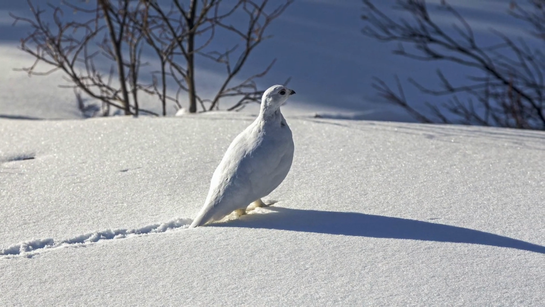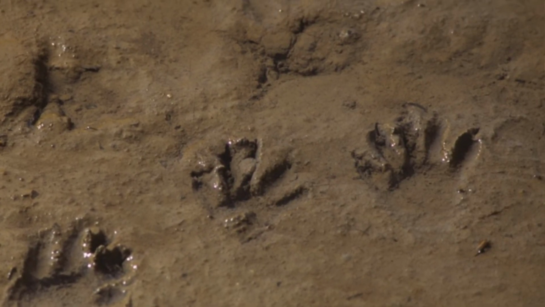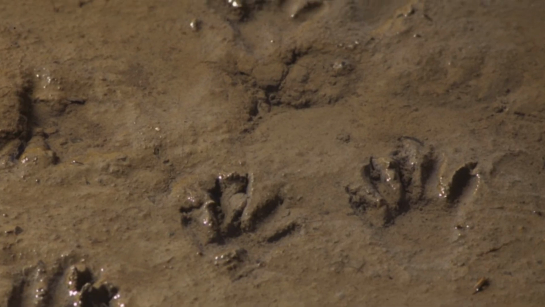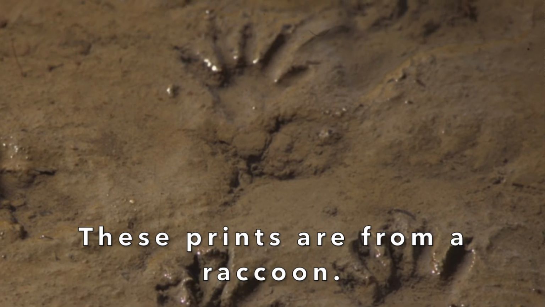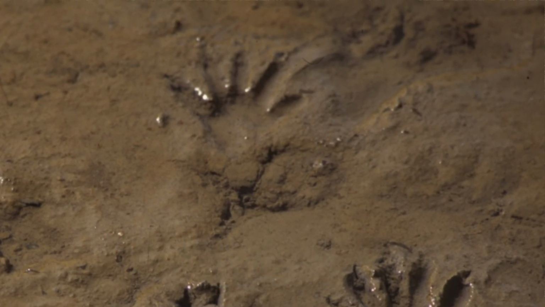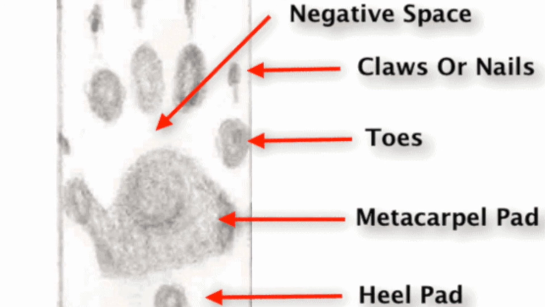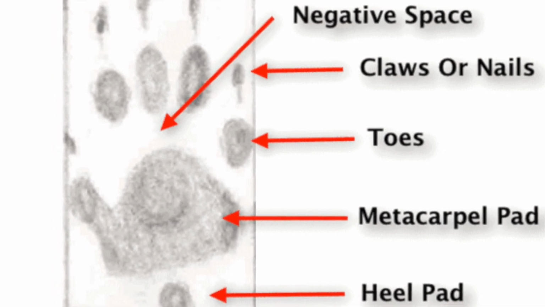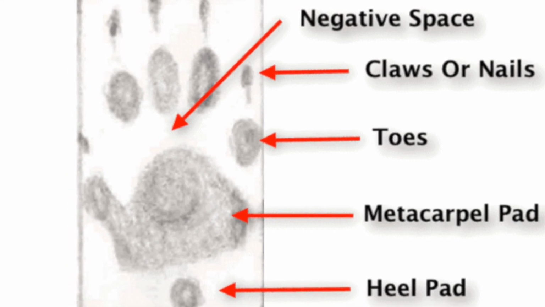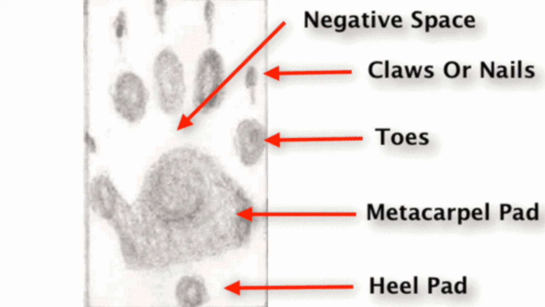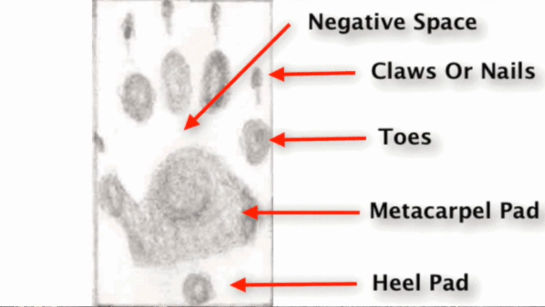When we look at this image, we can see that animals sometimes leave different prints. This print is from a raccoon, and on this print we can see the heel pad, the metacarpal pad, toes, claws, and the negative space between their metacarpal pad and their toes. By learning different footprints and tracks, you can learn how to identify different animals.